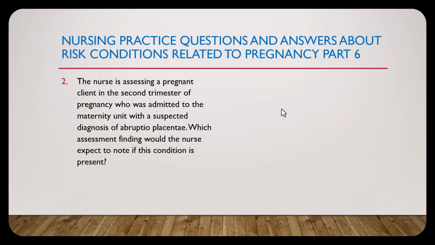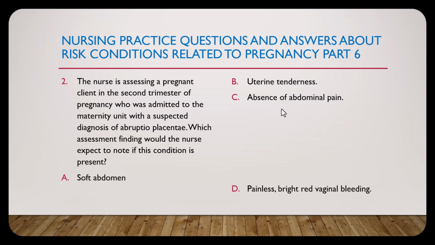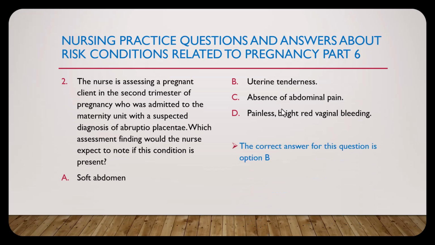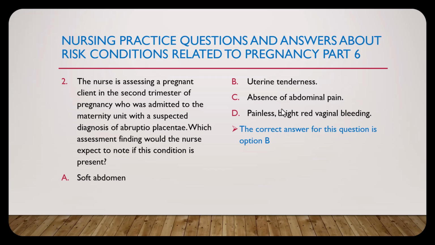So these are the options. Option A, soft abdomen. Option B, uterine tenderness. Option C, absence of abdominal pain. Option D, painless, bright red vaginal bleeding. So for this question, the correct answer is option B, uterine tenderness. Now let's move to the rationale.